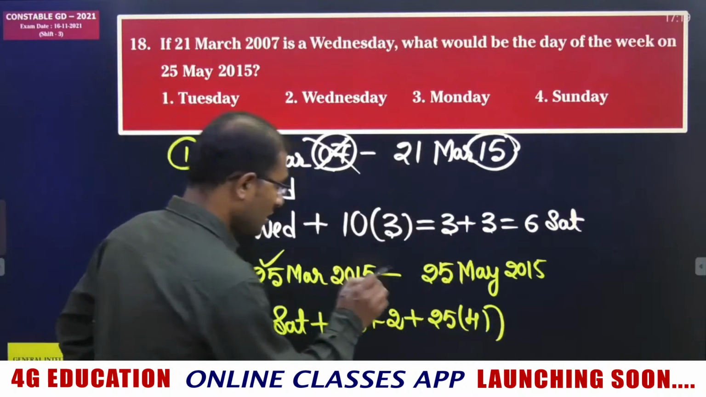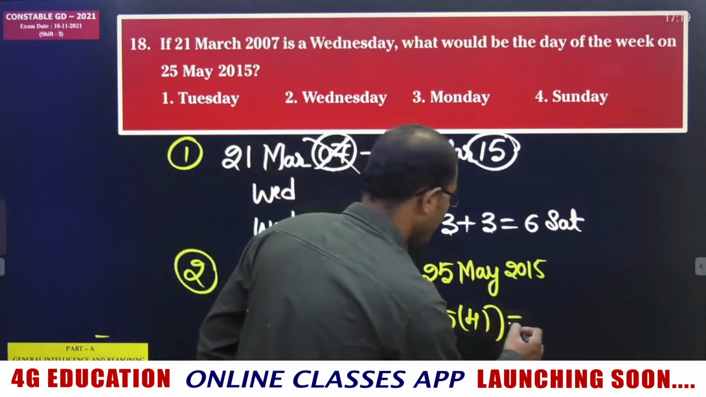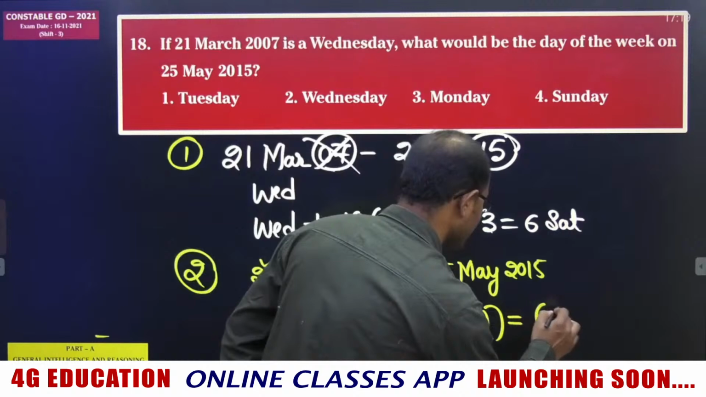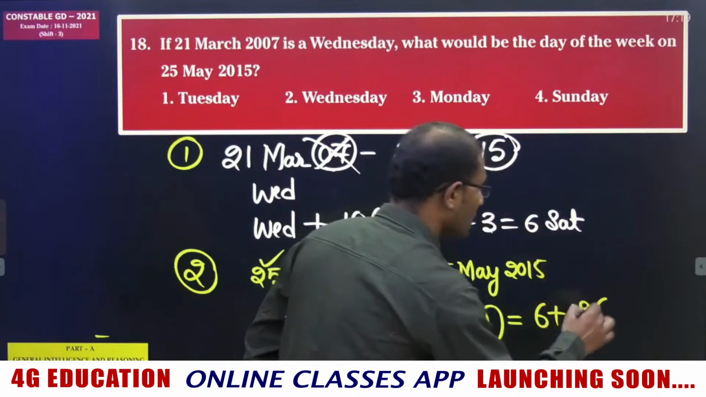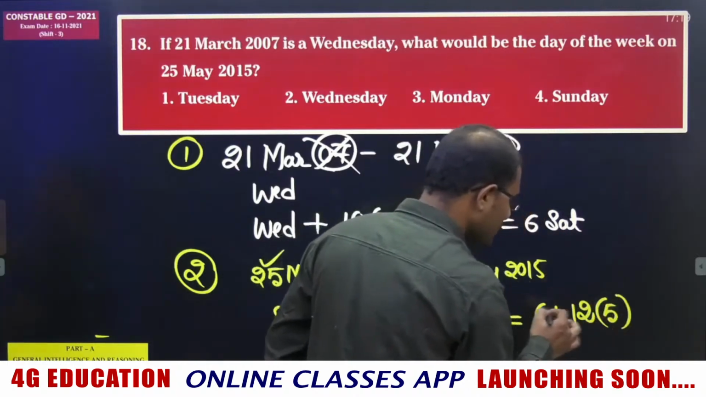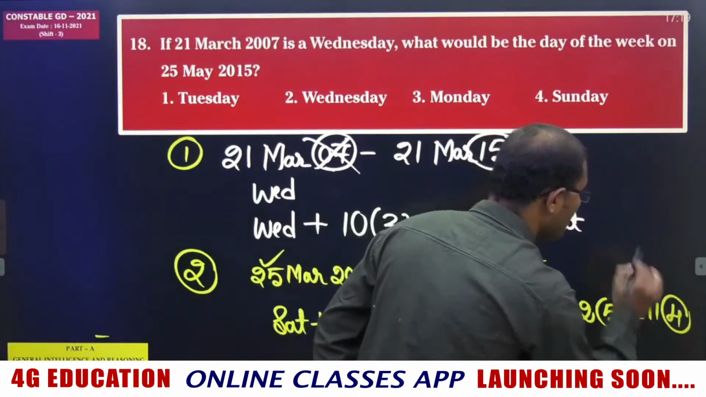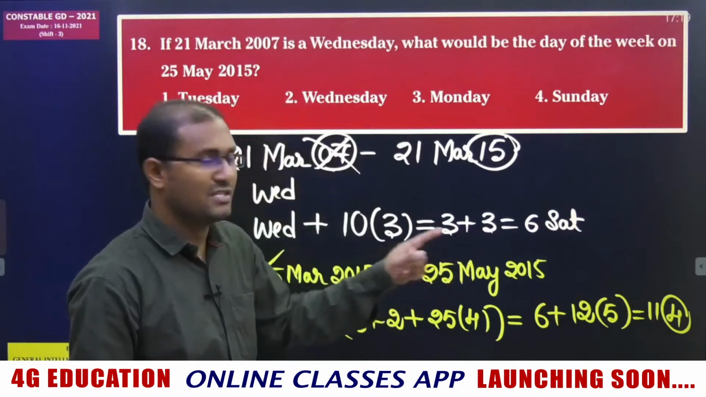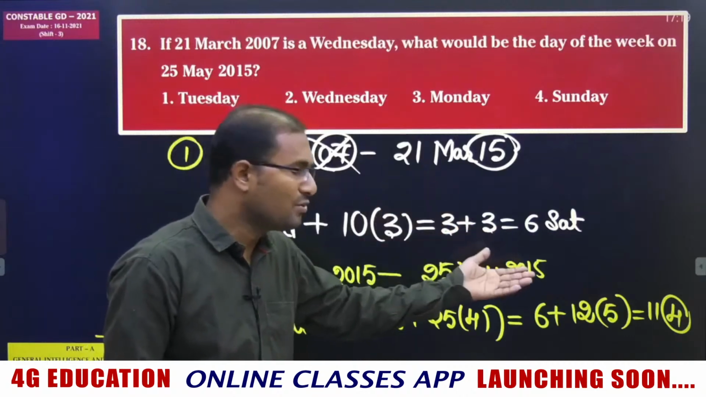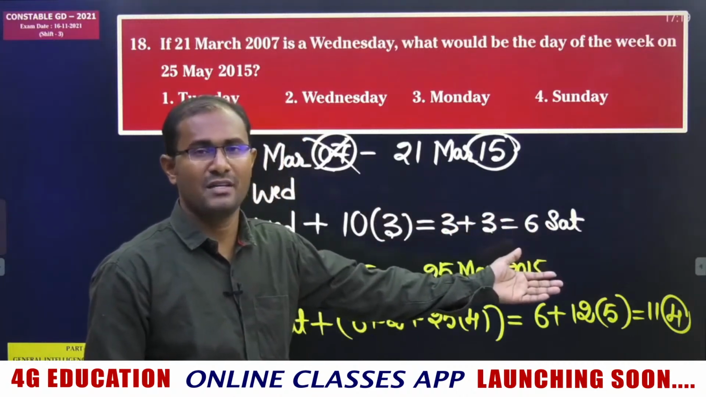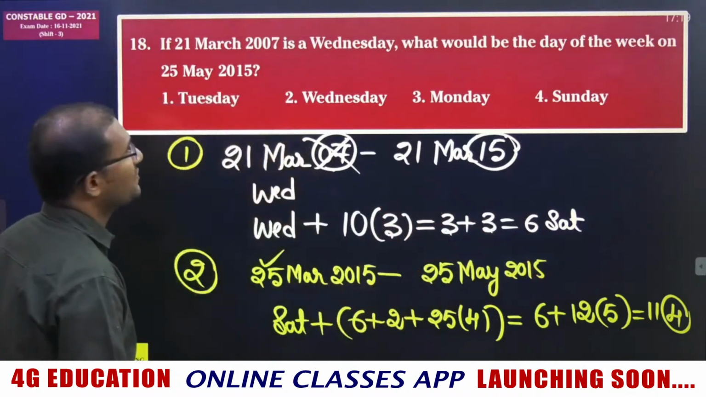Okay. So now if you observe, this 4 and 2 and 6: 6 plus 2 is 8, plus 4 is 12. 12 means if 7 is gone, 5. Okay, 6 plus 5 means 11. 11 means, if you apply the odd days concept again, 4 is going to remain. And 4, according to our code, means Thursday. 4 means Thursday.